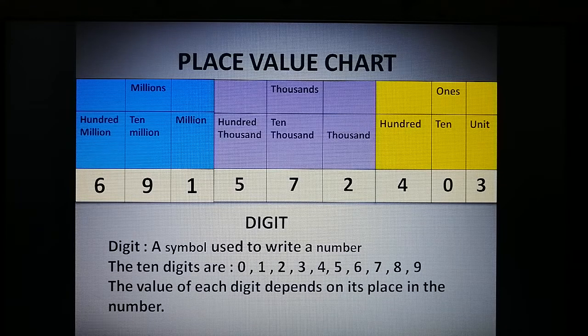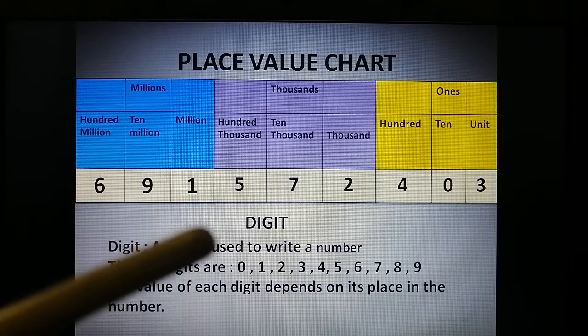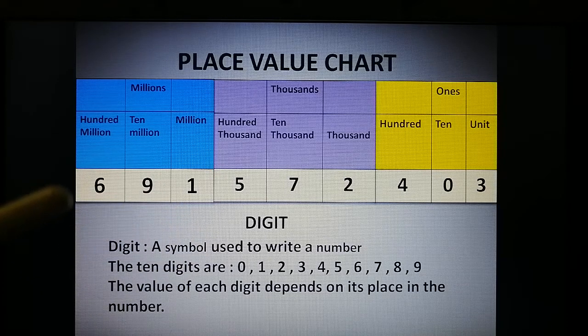The value of each digit depends on its place in the number. It means that as the number of digits increases, the value of the number also increases. You can see that I am using different digits to write this number. You can also use different digits to make big or small numbers.